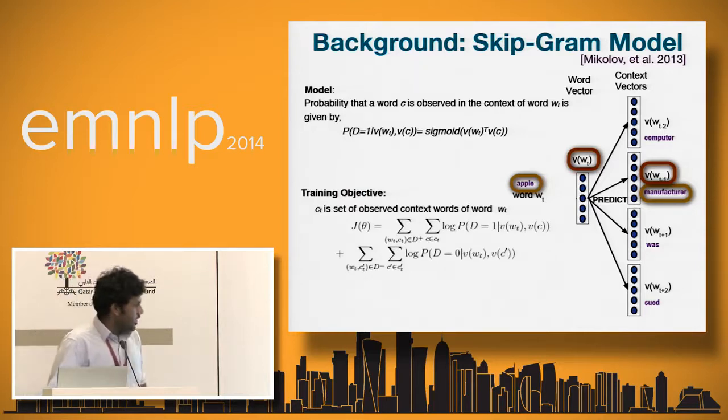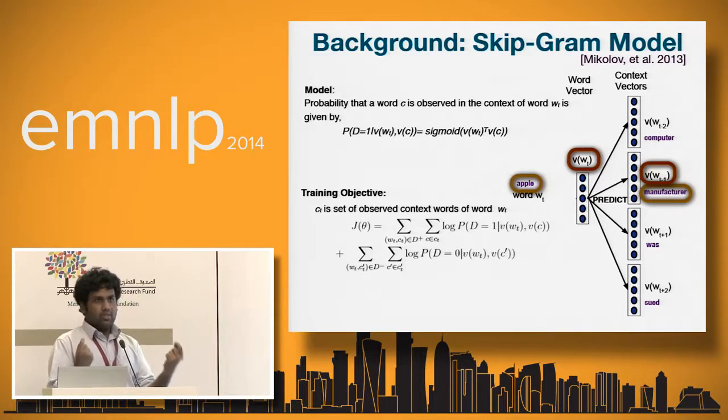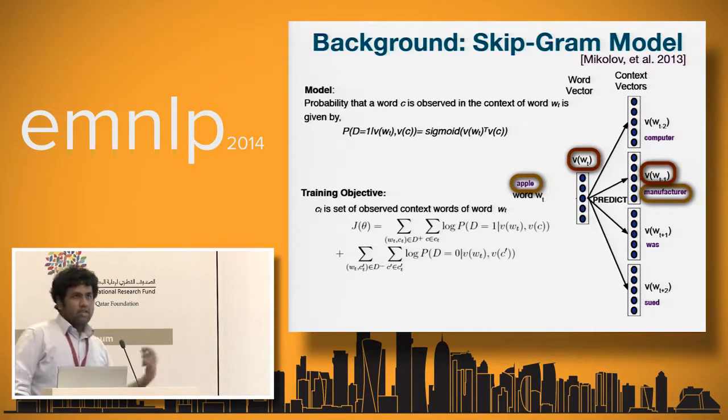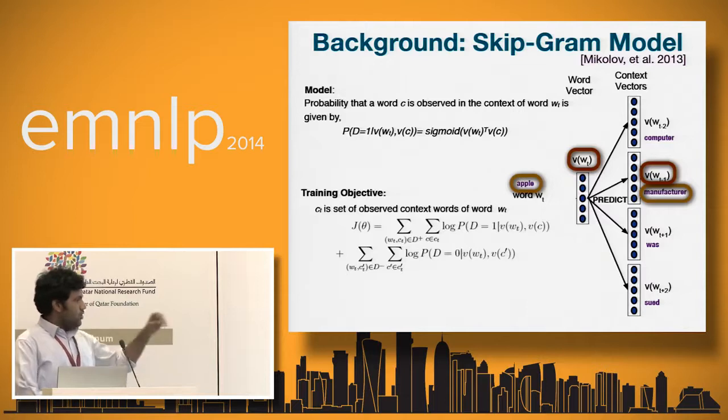For training, for every word W_t, you collect a set of context words, and you want the probability of seeing this pair to be high. You also get a contrastive term, where you take a set of noisy context words. These are words that are not observed with the word W_t, and you want the probability of seeing this pair to be low. You can think of this whole model as the word vector of Apple trying to predict the context vectors.